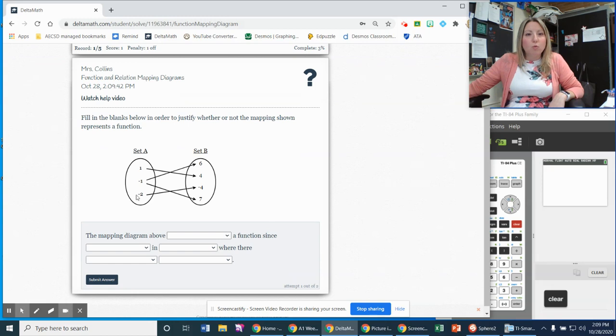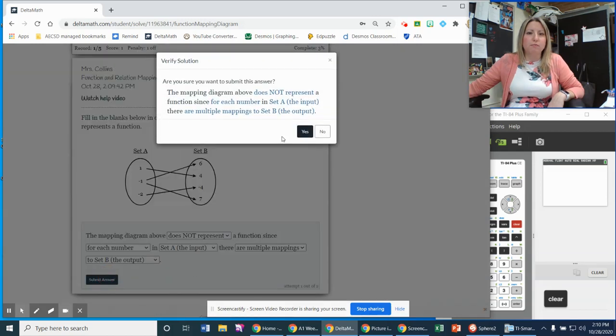Again, we have a mapping, and this time, how many x's do we have? We only have 3, but there are 4 arrows leaving. That means this is not a function. One of my x values, -1, is being used more than once. So the mapping diagram above does not represent a function since for each number in the input, there are multiple mappings to the output. Just double check, make sure set A is your input and set B is your output, and then submit.